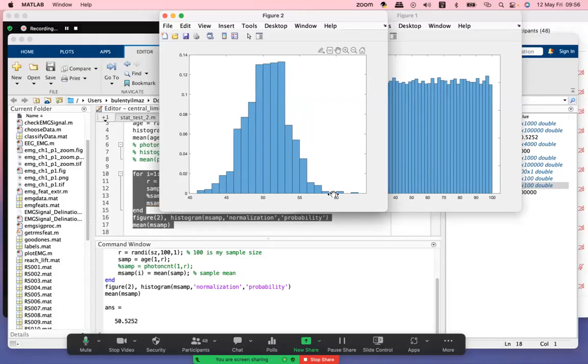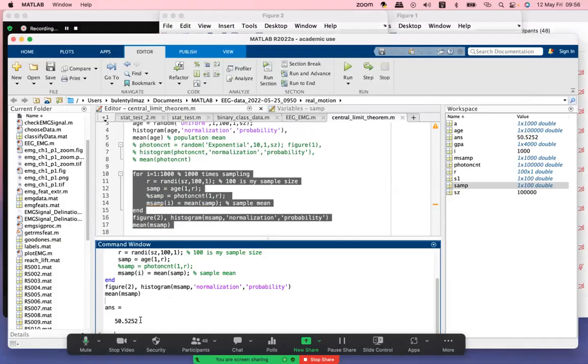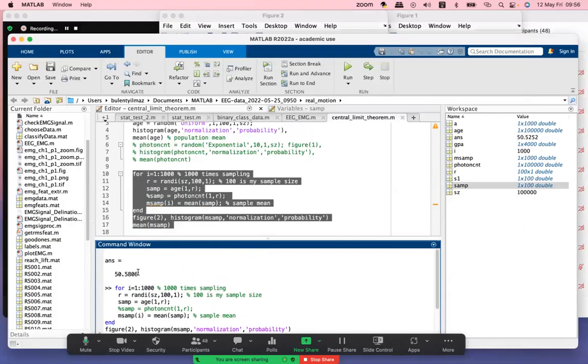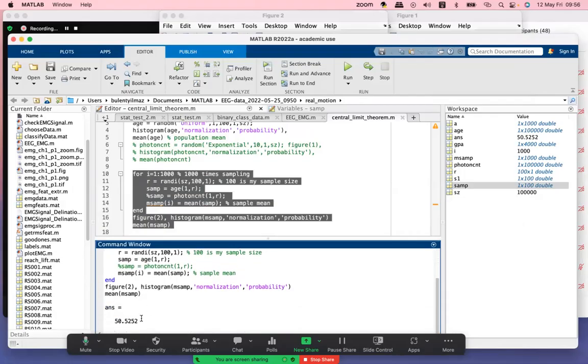Normal distribution, kind of. Okay, and then if you check the mean of the means, it is 50.52. What was the original population mean? 50.58. What did I find by running many times? I went and asked 100 people, what is your age? I recorded them, but I did that 1,000 times.